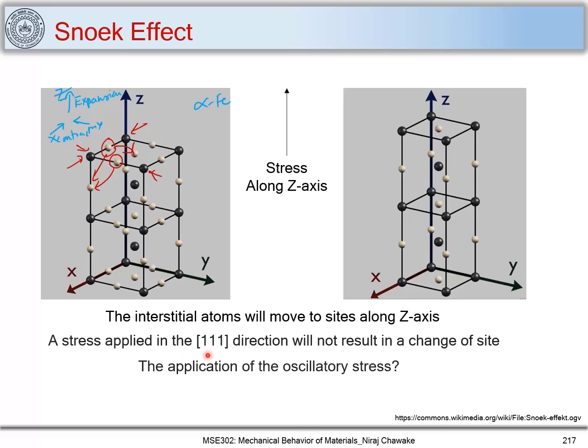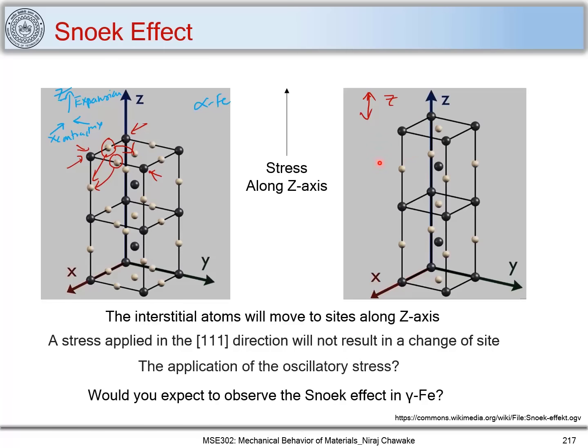Now let's understand its implication with respect to oscillatory stresses. Let's say we have tension and compression along the Z direction. So what will happen because of this? When we have tension along the Z direction, these sides which are parallel to the Z axis will be preferred. But when there is compression, this carbon atom will move. This is a very short distance movement, so it will move to these locations. So when you have compression along the Z direction, this carbon atom will prefer to go along the X or Y directions. You have oscillatory stresses which cause a change in the site of these carbon atoms.